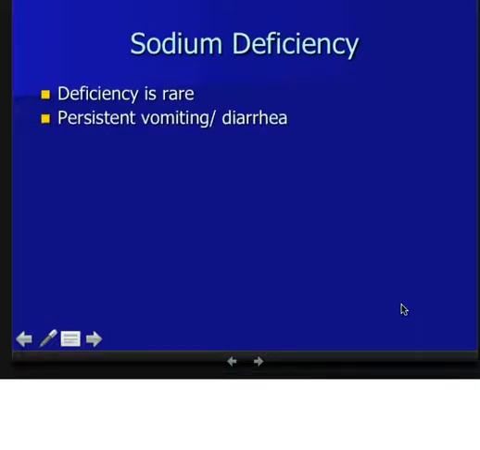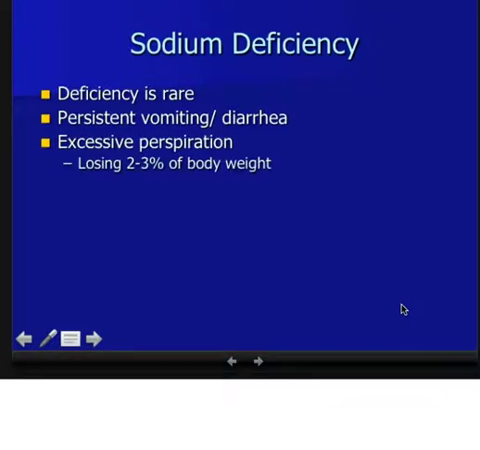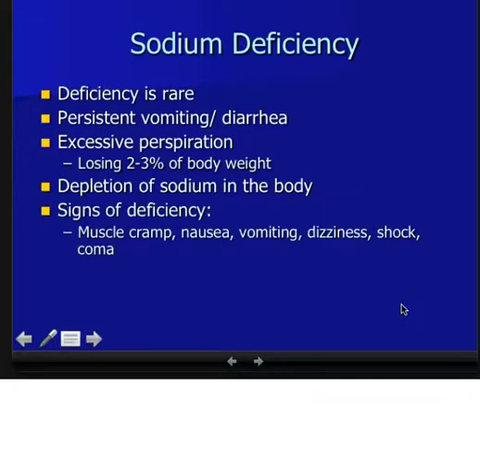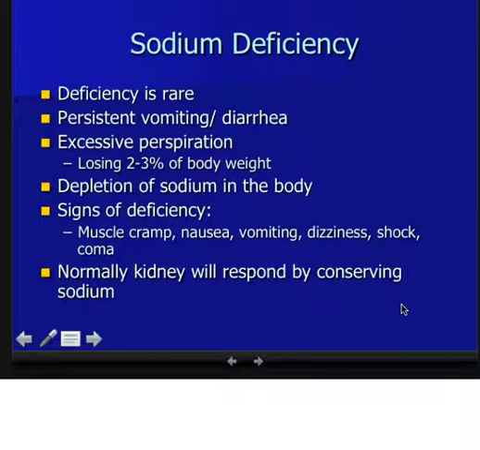They're characterized by persistent vomiting and diarrhea and excessive perspiration, where you lose 2 to 3% of your body weight or more. Depletion of sodium in the body can result in muscle cramps, nausea, vomiting, dizziness, shock, and coma. Normally, the kidney will respond by conserving sodium through the action of aldosterone on the functional unit of the kidney, which is called the nephron.